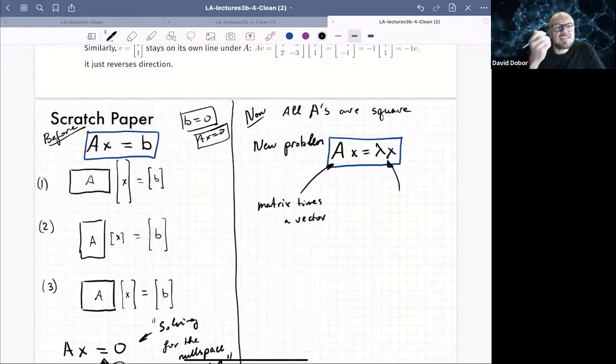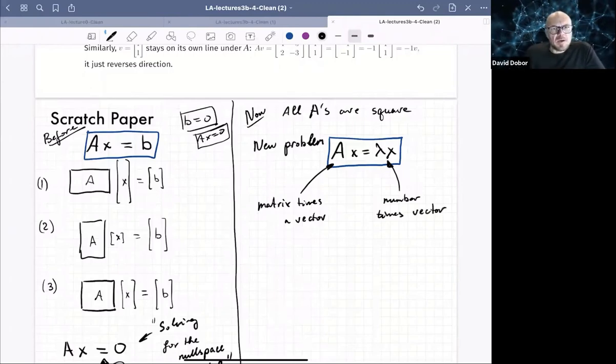So lambda stands for a number. Don't let this lambda confuse you. It's just a notation that's conventionally used throughout. Lambda is just a number. There's nothing special about lambda. Well, we'll say it's actually very special, but other than that, it's just a number. So here you have a number times a vector, a vector. So what does this equation say?